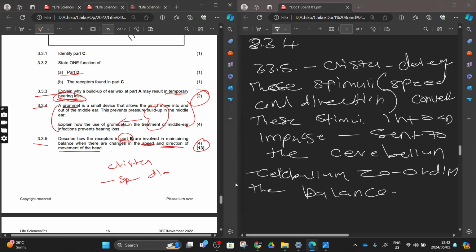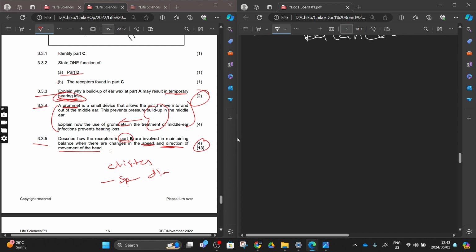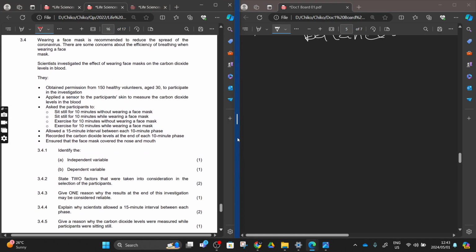4 marks there. 1 mark you're going to be given by knowing that the receptors there are cristae. Then another mark, those cristae are going to detect the stimuli, which is the speed and direction. Then they convert that stimuli into the impulse. Very good. And then that impulse is sent to our cerebellum to coordinate that balance. That is 4 marks, you can get it, right? Simple.